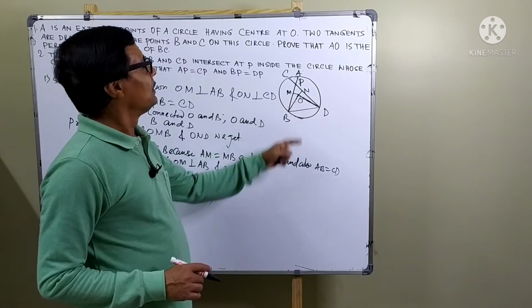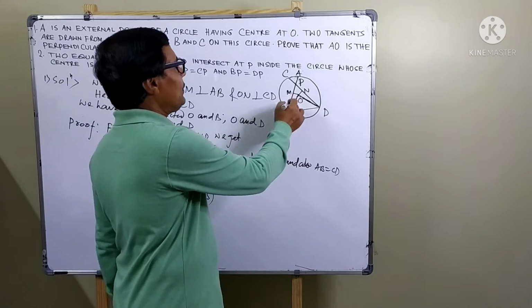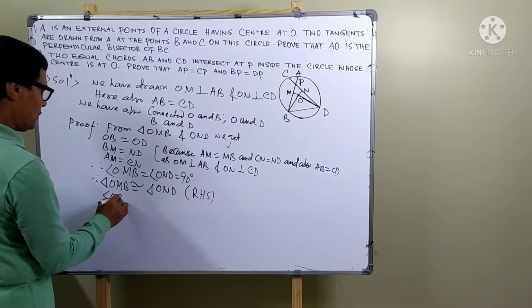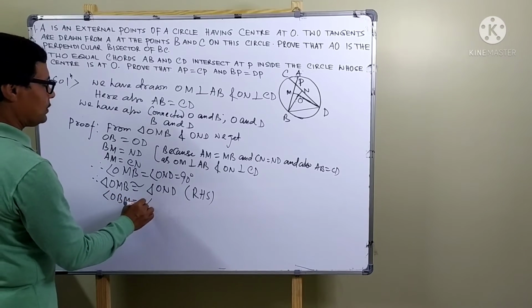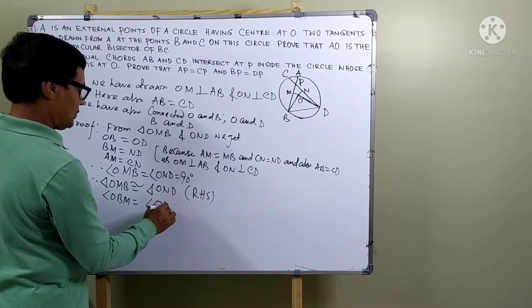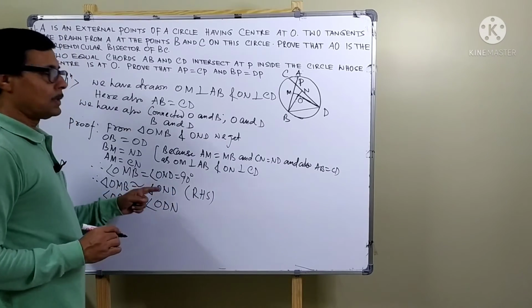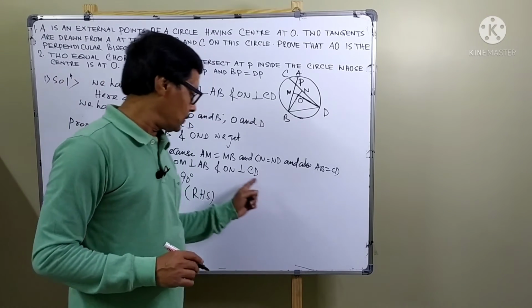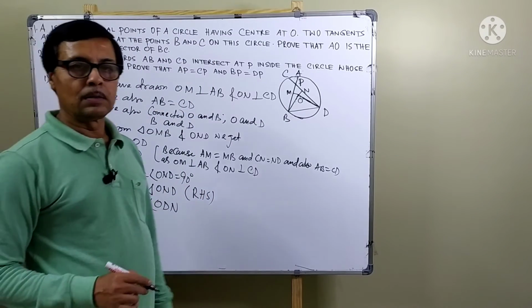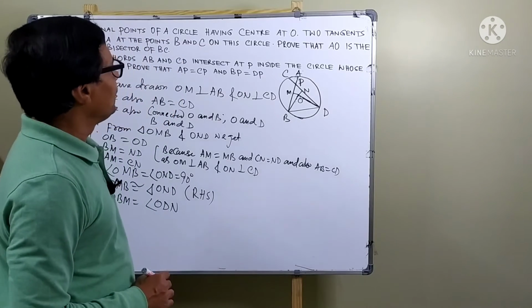So we can say that angle OBM equals angle ODN, because these two triangles are congruent to each other. So these two angles will be equal.